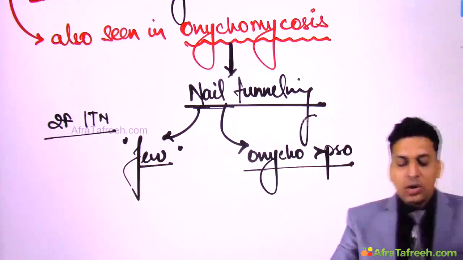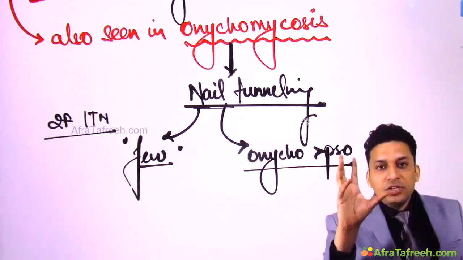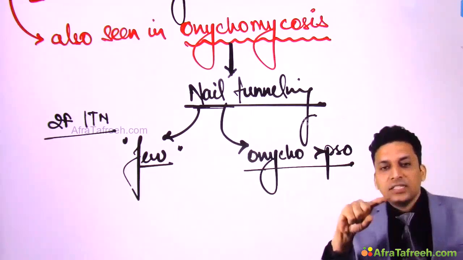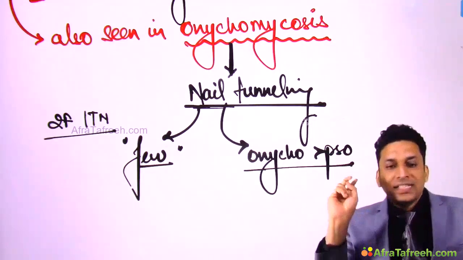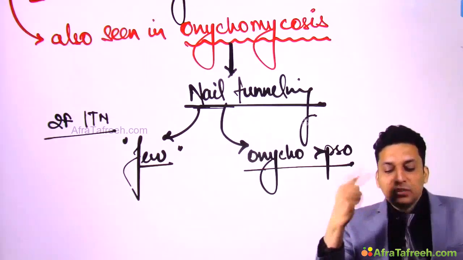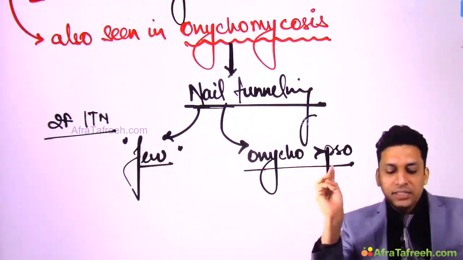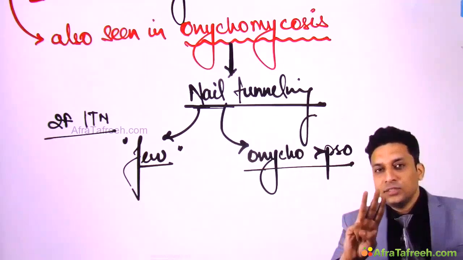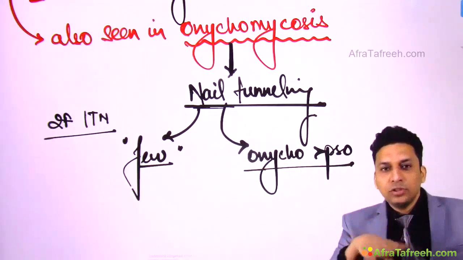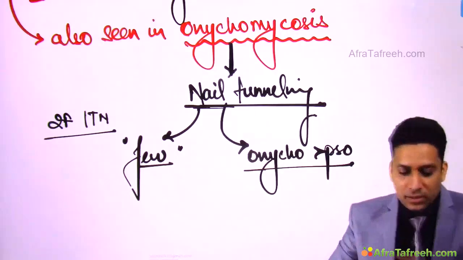So other nail changes also, remember how to differentiate. If you want to differentiate between psoriasis and onychomycosis, do KOH mount. Second thing is, if nail tunneling is present, then it is more suggestive of onychomycosis than psoriasis. And third is, if it is localized to few nails, it is probably onychomycosis. If it is involving most of the nails, then it is psoriasis.